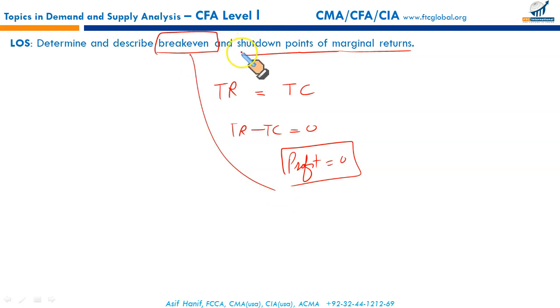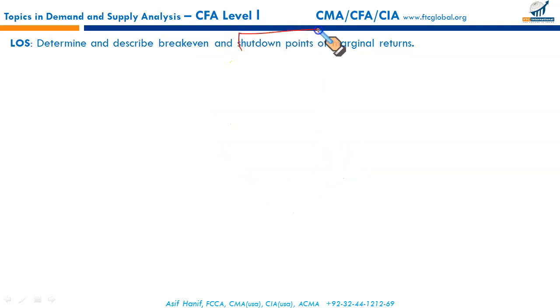Now, next is shutdown points. Shutdown point means the point where you should close your business. What does it mean? Let's see. Right now, my total revenue is $10,000 and my total cost is $12,000, right? Apparently, it looks like this is not good. My total revenue is less, my total cost is more. There's a loss, I should close down.